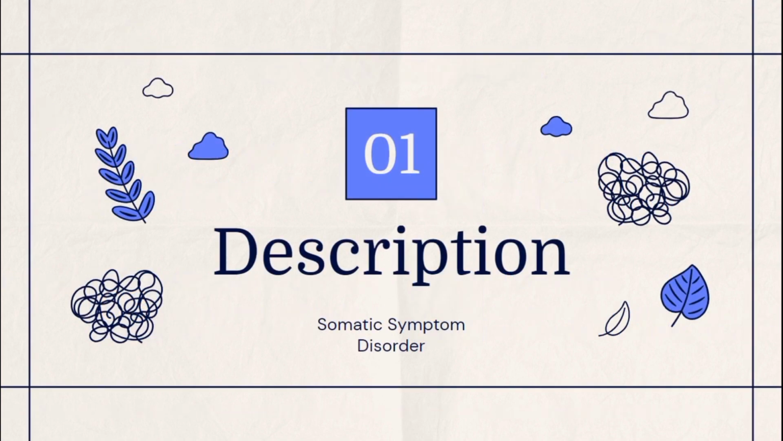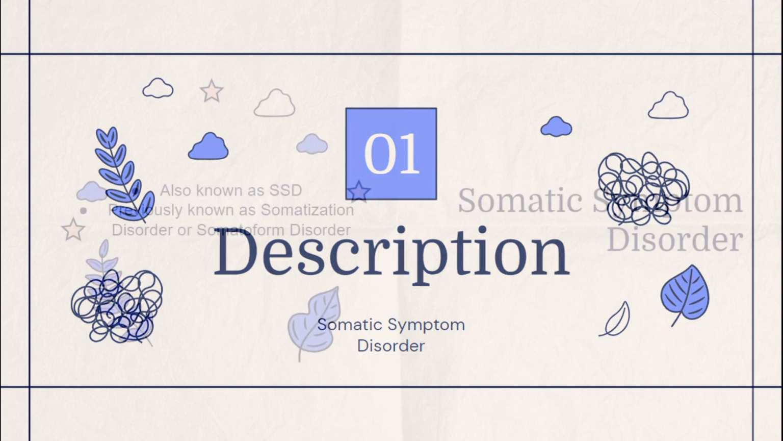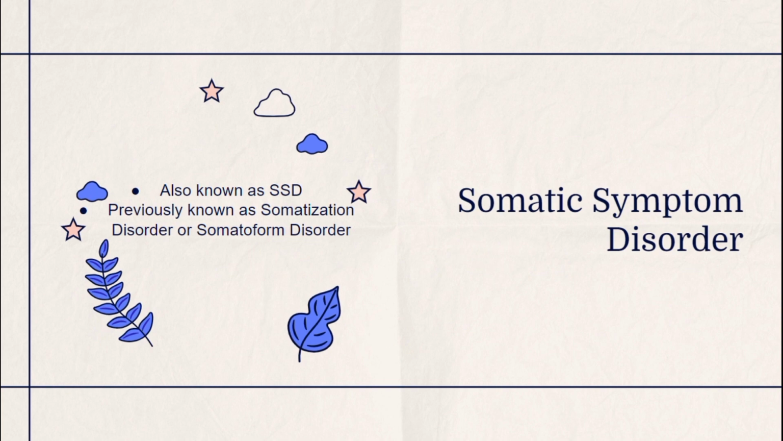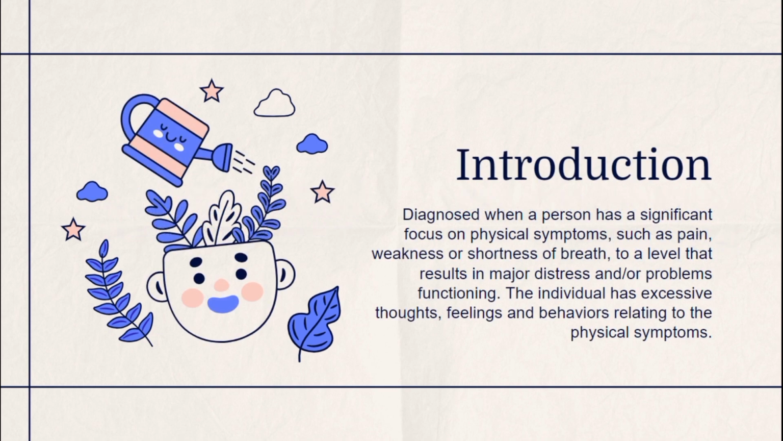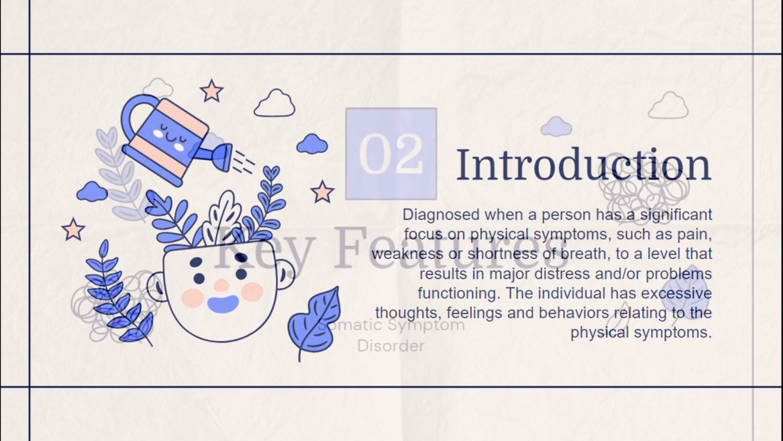Somatic symptom disorder. We will now discuss first the description of it. It is also known as SSD and previously known as somatization disorder or somatoform disorder. It is a mental health condition characterized by the presence of physical symptoms that cannot be explained by a medical condition or another mental disorder. Individuals with somatic symptom disorder experience significant distress and impairment due to their symptoms.